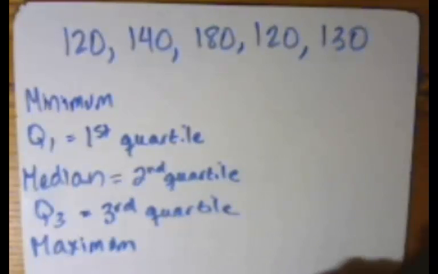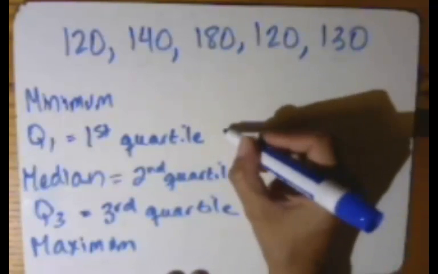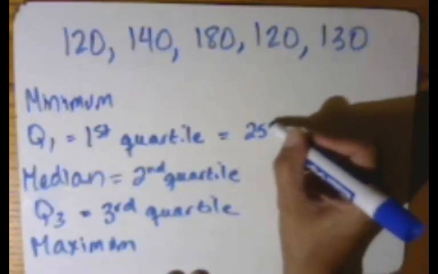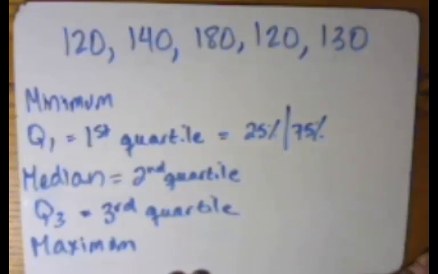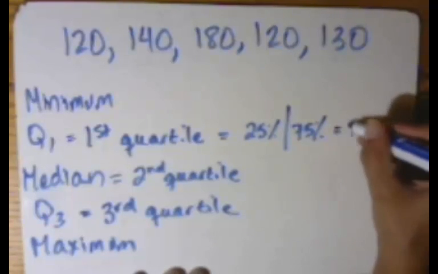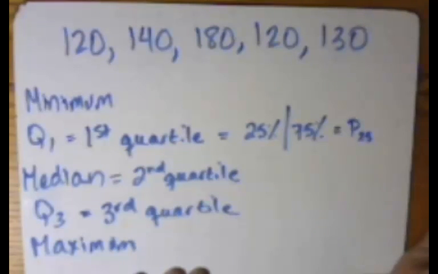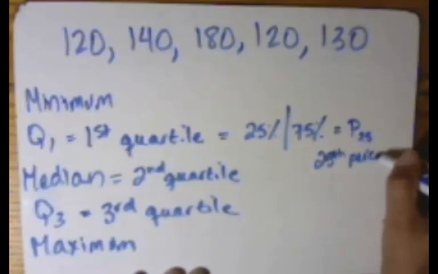However, let me say a little bit more about the first, second, and third quartile. The first quartile basically divides the first 25% and the last 75% of the data. So we also call this, just to make it even more confusing, the 25th percentile.